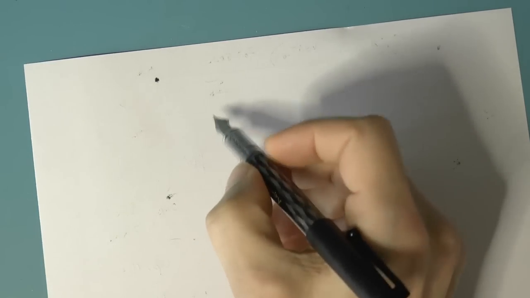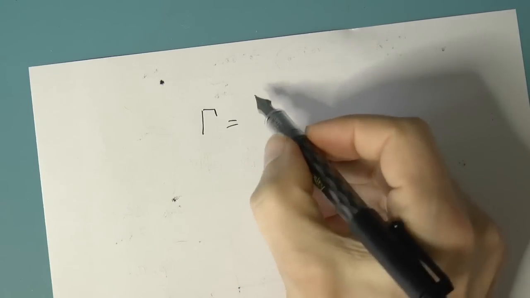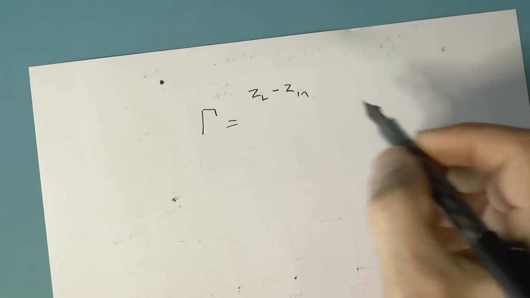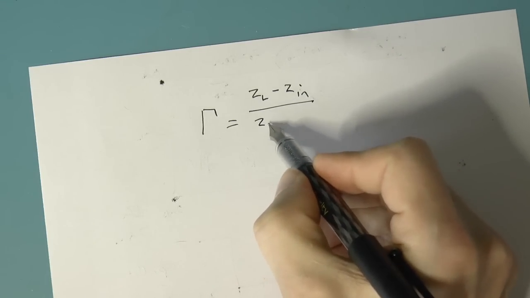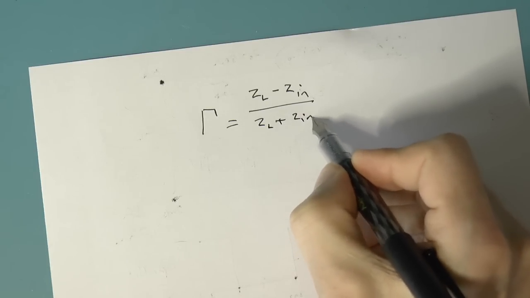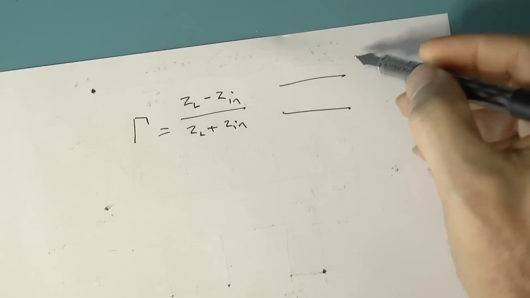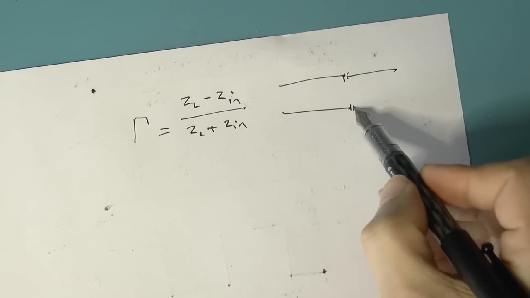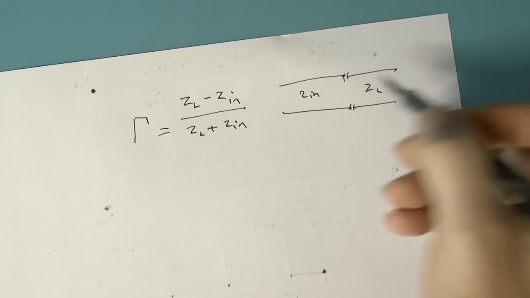Well, there's an equation that we can write down. This equation is called the reflection coefficient, and it's symbolized by gamma. And that's equal to the load minus whatever the incoming impedance is, divided by the load plus the incoming impedance. And I'll just sort of draw that out. Here's your transmission line, and here is some discontinuity, and then here is the rest of the transmission line, and this is your load, and this is your input.